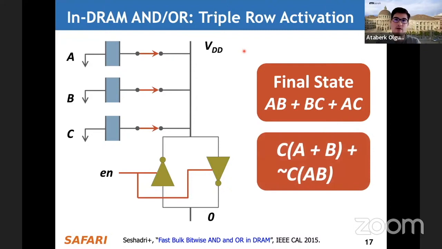If you fix the value of C, meaning that you fill C with a Boolean value of 1 or 0, you will see that you can realize two Boolean functions, which is A or B in the first part here, or A and B in the second part here. So this is the key idea of both the bitwise AND and OR in DRAM works, basically.